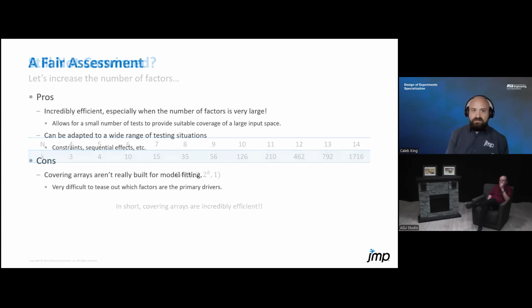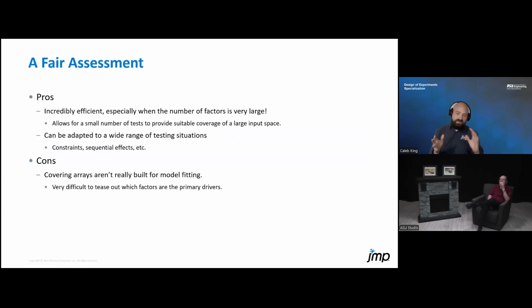Now, let's back up a little bit and maybe provide, we'll say, a fair assessment. Let's look at some of the pros and cons of covering arrays. So I've already illustrated some pros. One is that incredible efficiency. You can have a very, very large input space with the number of factors and get away with few runs. So really efficient.